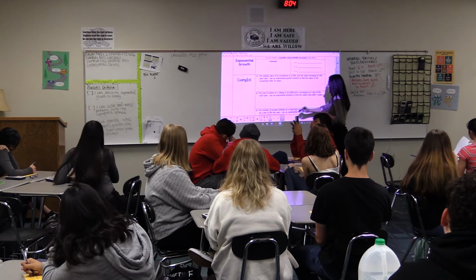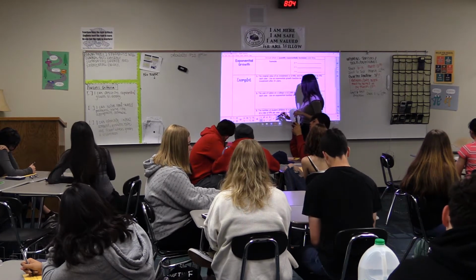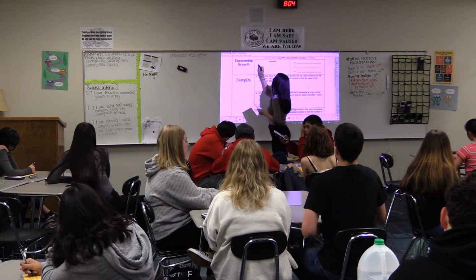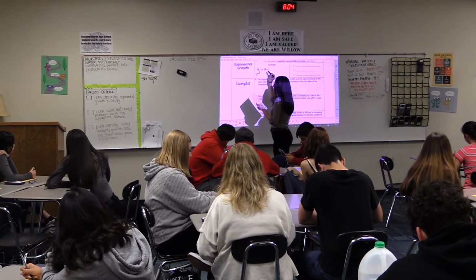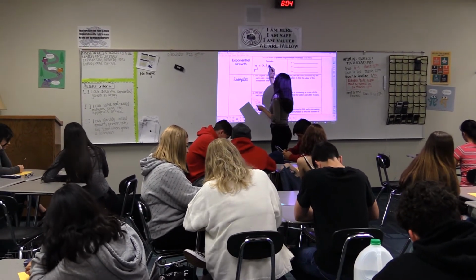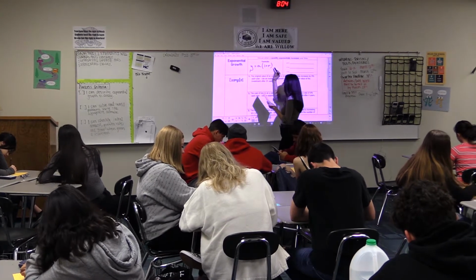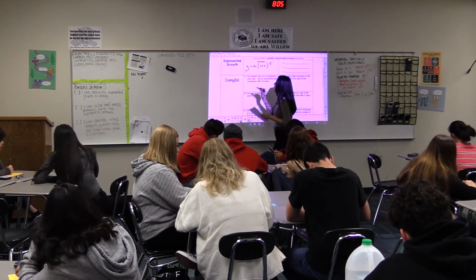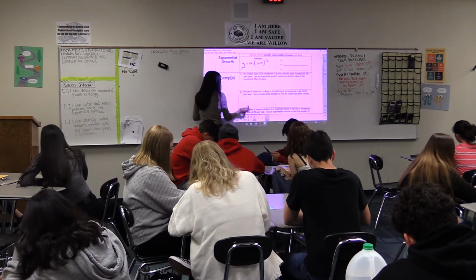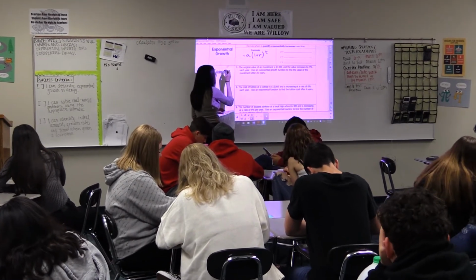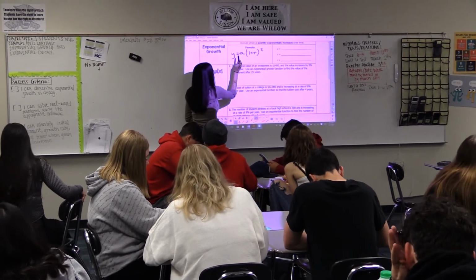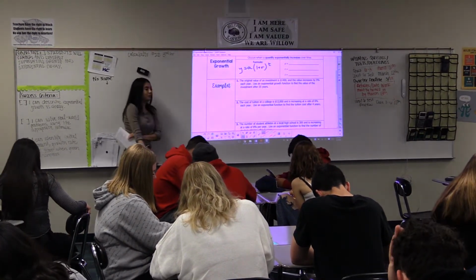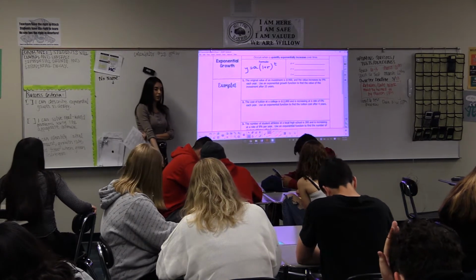Exponential growth has a specific formula, and I don't think I'm going to make you memorize it, but you do need to know how to use it. So it's y equal to a times the sum of 1 plus r to the t power. All right? Y equal to a times 1 plus r to the t power. Right?